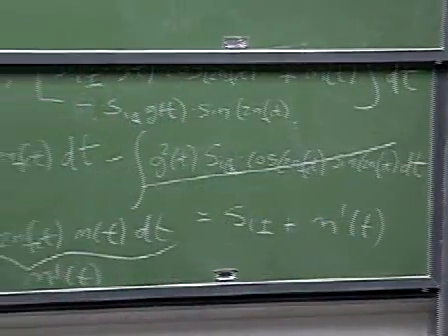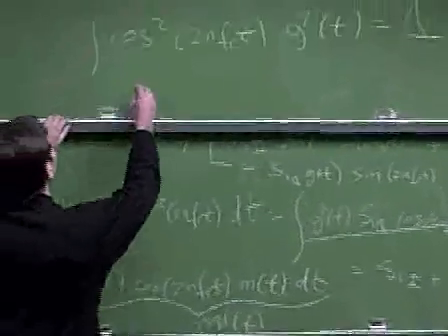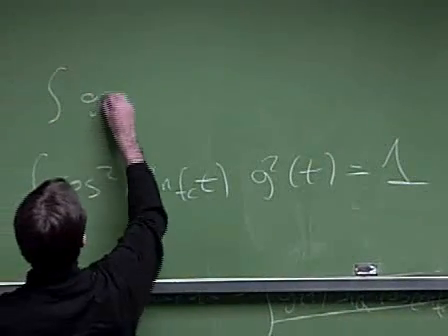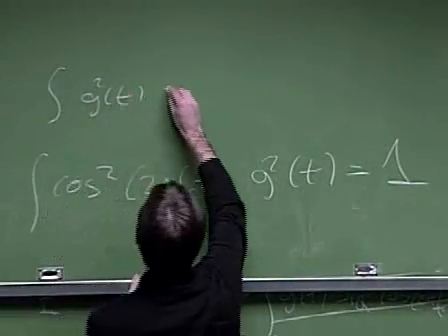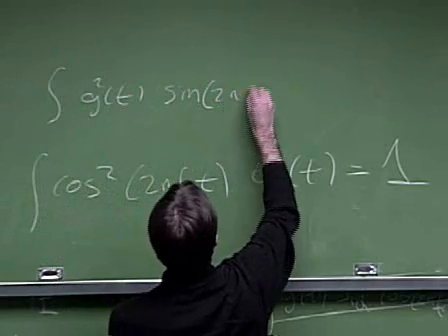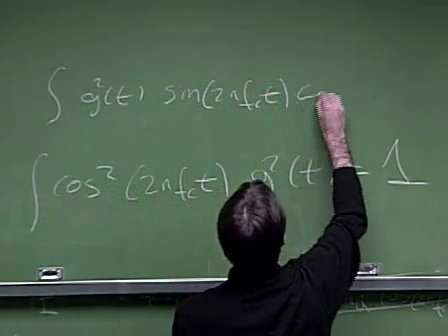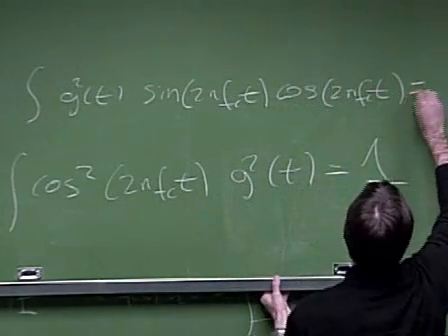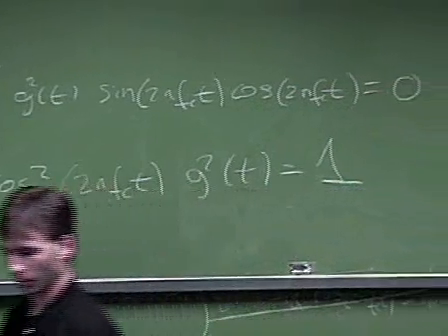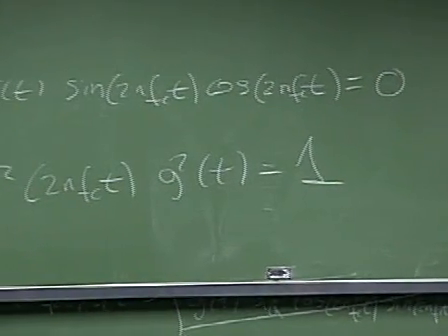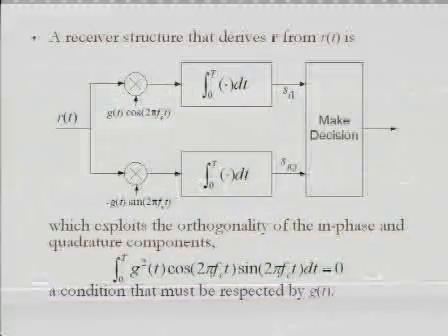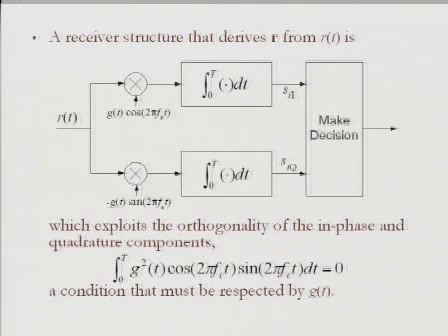Okay, and the conditions are that this is 1, and the other was, remember, that the integration of g squared times the sine is equal to 0. Okay, so under these two conditions, the output of the top integration is exactly the in-phase component of the transmit signal plus noise.